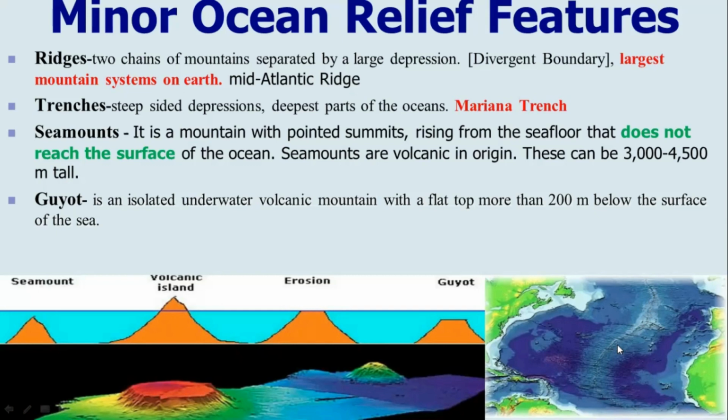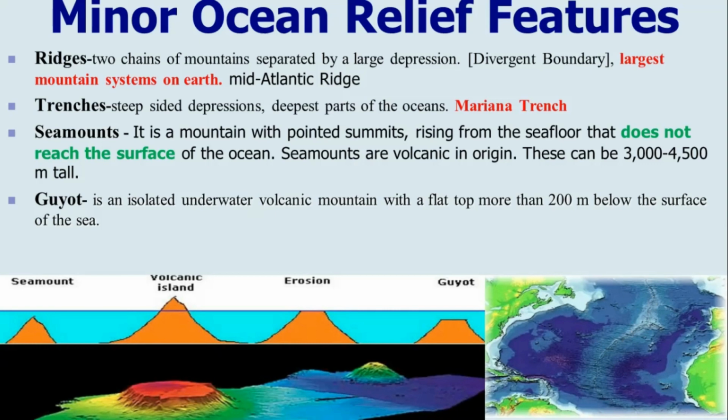So wherever there is a ridge, this is the ocean relief feature. What happens there actually? At this ridge, there are two sets of mountains, two chains of mountains on either side of this ridge, which are separated by a large depression, as you can see. And this is actually also related to plate tectonics.